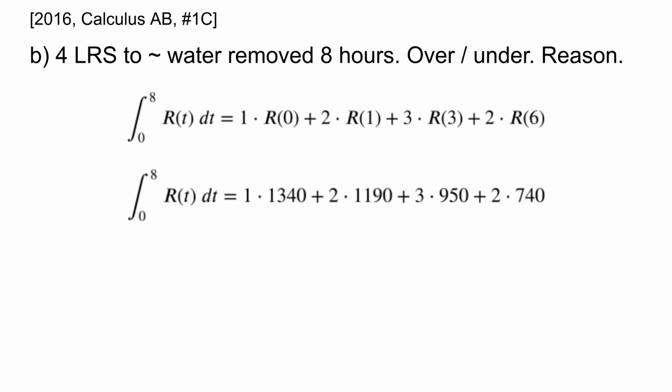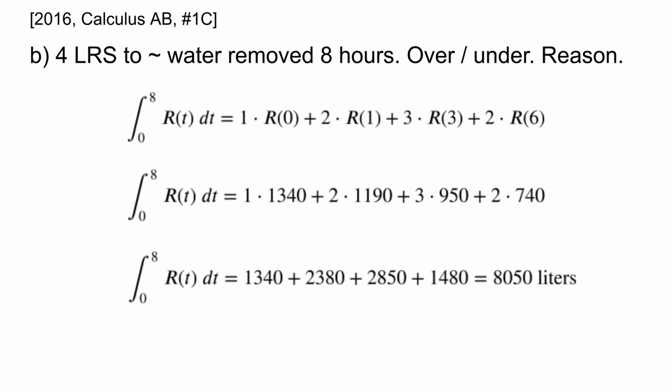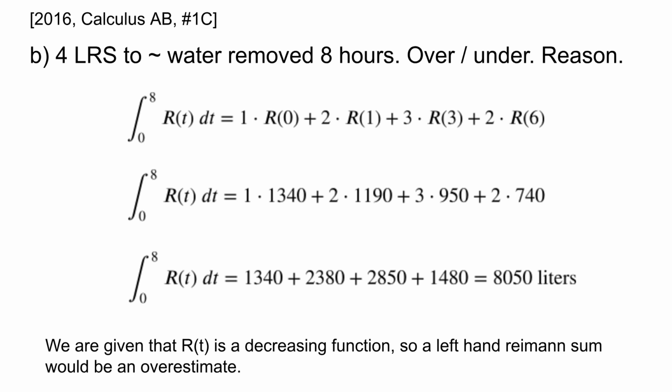This is going to get us a value for the integral from 0 to 8 of R of t dt of 1 times 1340 plus 2 times 1190 plus 3 times 950 plus 2 times 740. And when you simplify all of this, you get 8,050 liters of water being removed from that tank in that 8-hour period. And lastly, we are given that R of t is a decreasing function, so that means that the left-hand Riemann sum would be an overestimate for this integral.